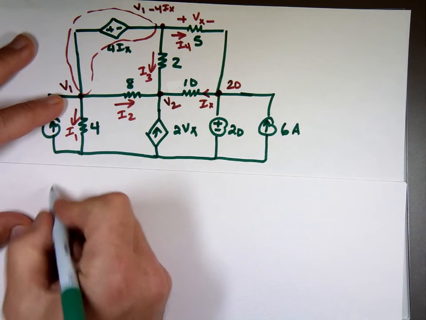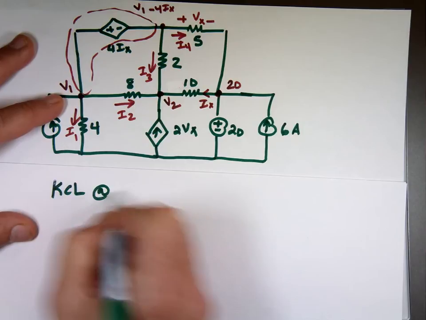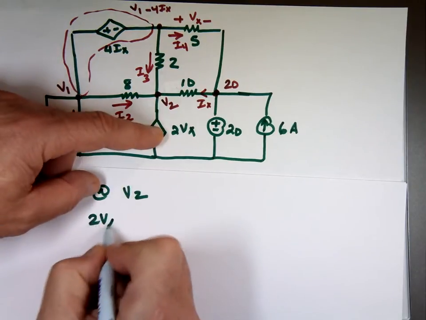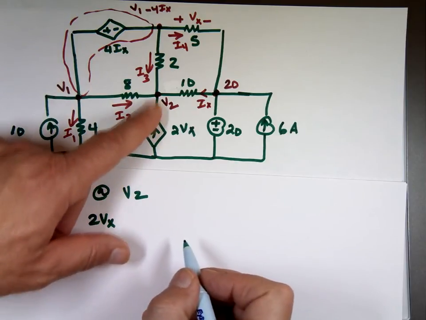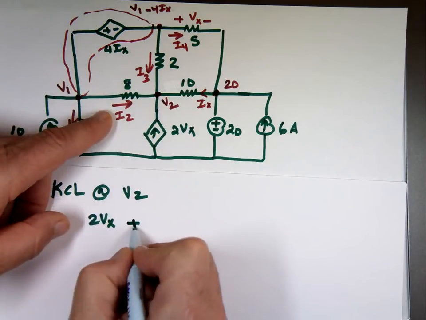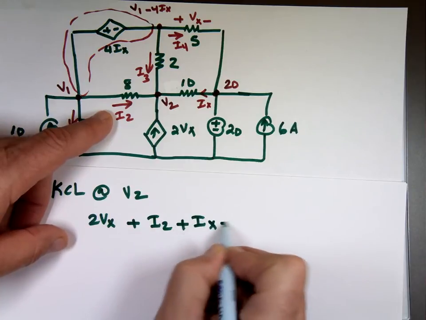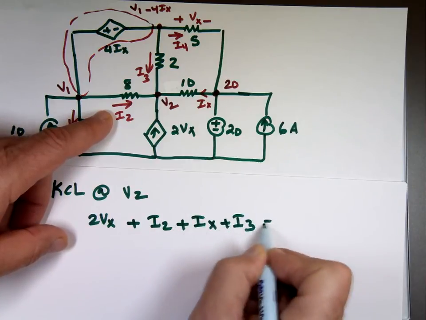KCL at V2. The current in 2Vx, another variable now, going in. Plus what? I sub 2 plus I sub x plus I sub 3 equals 0. Nothing leaving, the way I define them.